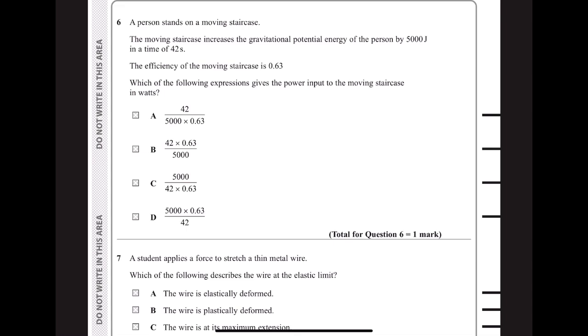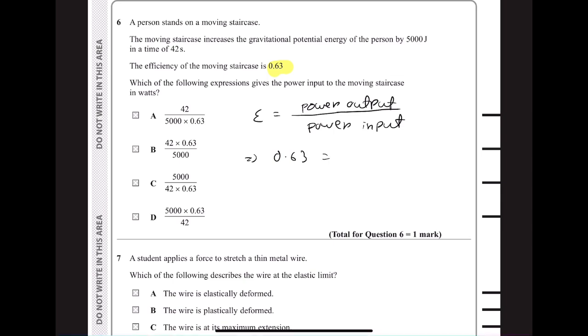In question 6, you have to find the efficiency. So the formula of efficiency is power output divided by power input. We already know the efficiency is 0.63, so you put it here, 0.63.